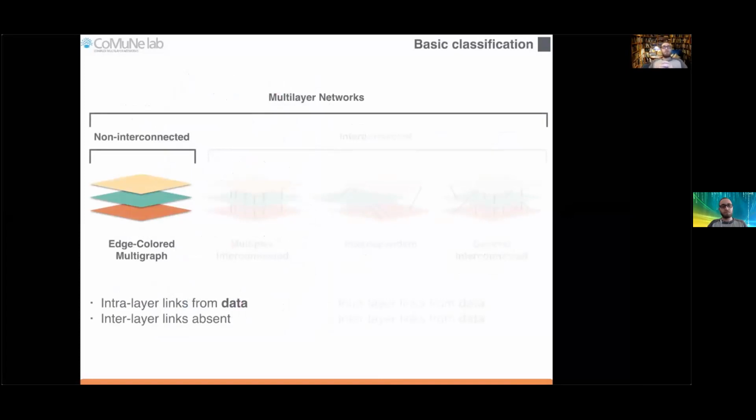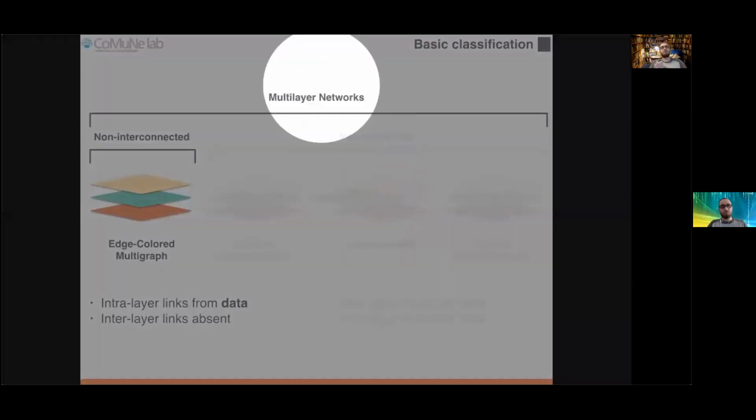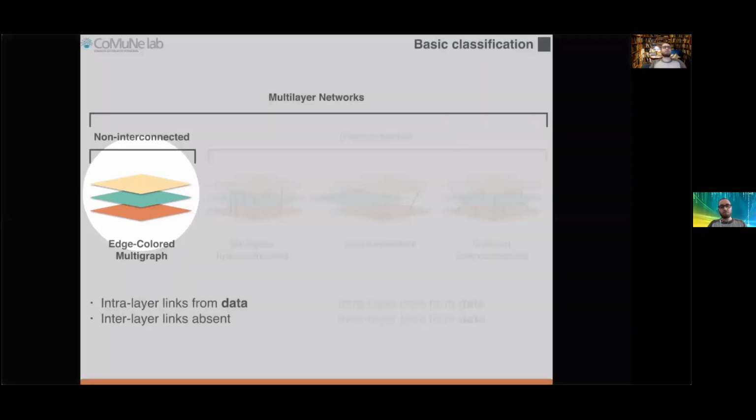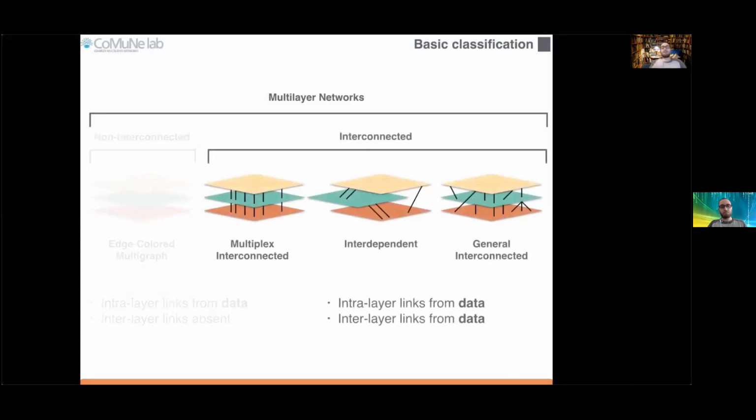Let's go to the taxonomy of multi-layer networks. Many nowadays define it like a zoo of definitions, but actually it's not that complicated. I like to distinguish the multi-layer networks into two big categories. The non-interconnected ones, where you have edge-colored multigraphs. It's true that the interconnectivity here is not provided by the data, but we do know that the layers are coupled together. And then we have interconnected systems, where the type of interconnection is manifest directly from the data.